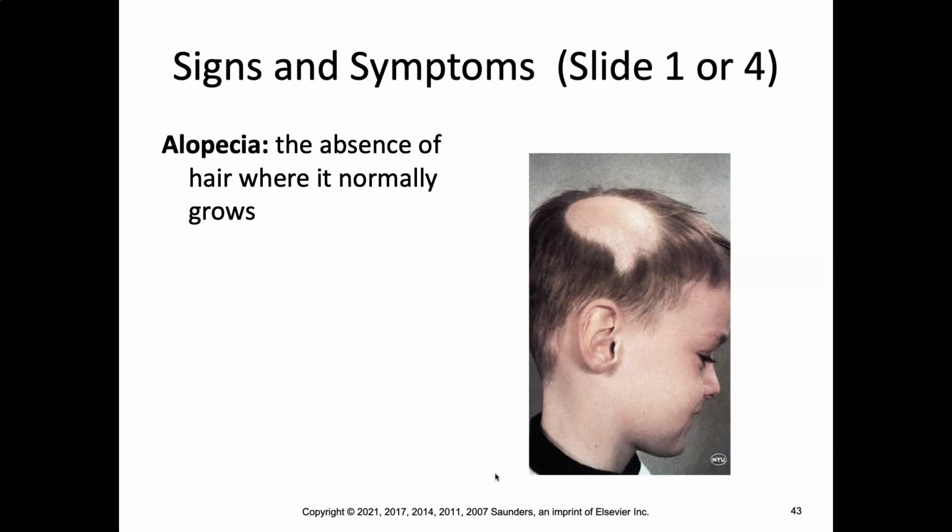All right, so what is a sign and symptom that something might not be quite right with the integumentary system? Well, one thing is if you have hair where it normally grows and then it stops growing there. This is called alopecia. And alopecia is just one of those generic terms. It's the absence of hair where it normally grows. It does not mean that someone has male pattern baldness or something like that. It just means that hair normally grows there. It's not growing there, so it needs to be investigated further to figure out what it is.